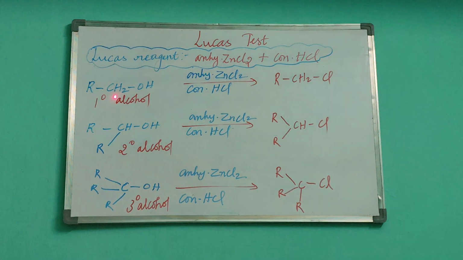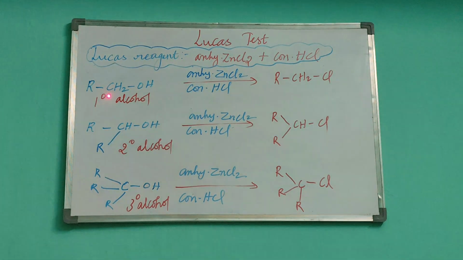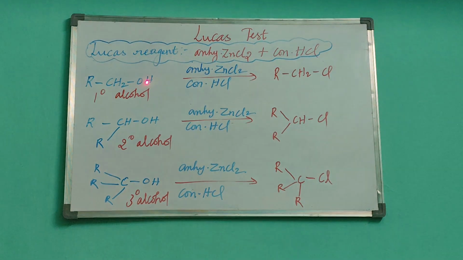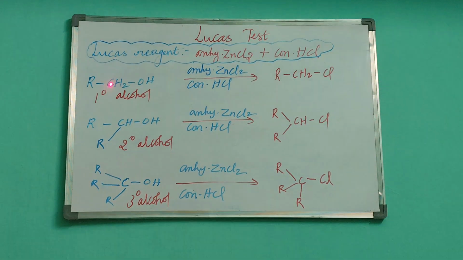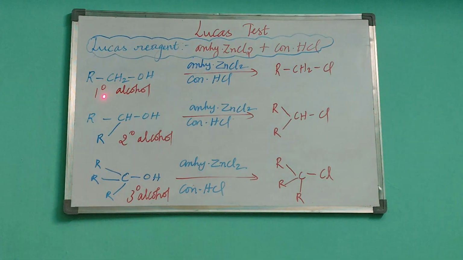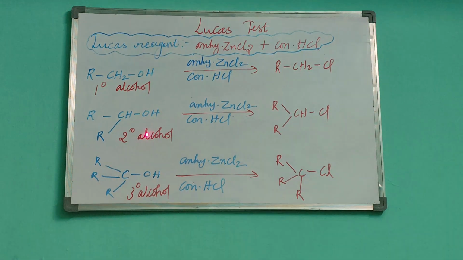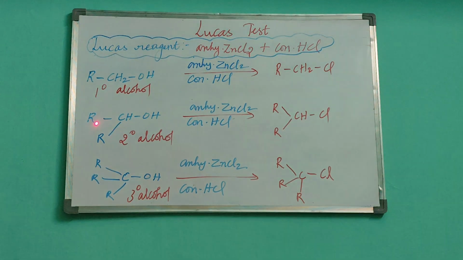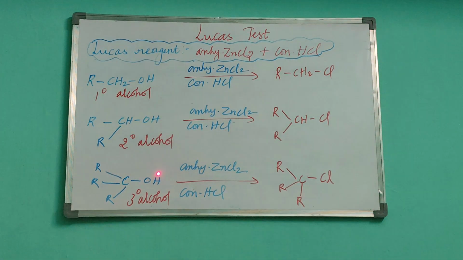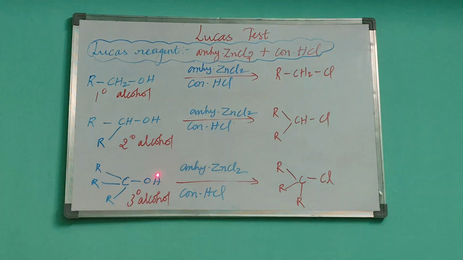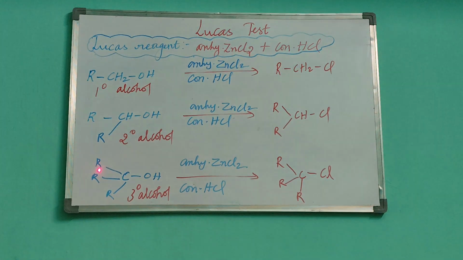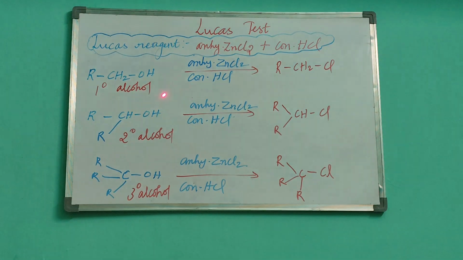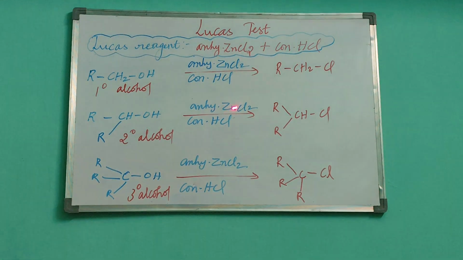Before getting into that, I will tell you what a primary alcohol is. Primary alcohol is where the OH group is connected to a carbon which is directly connected to one carbon. That is primary alcohol. Whereas in the case of secondary alcohol, the OH-connected carbon is connected directly to two carbons. That is secondary alcohol. In the case of tertiary alcohol, the OH-connected carbon is connected to three carbons. That is tertiary alcohol.